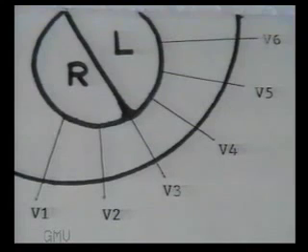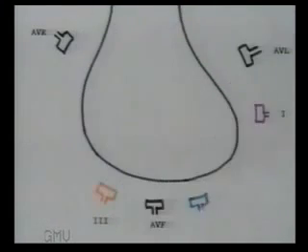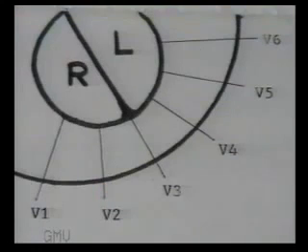Observe that the leads V1 and V2 face the right ventricle, V3 faces the interventricular septum, and V4, V5 and V6 face the free wall of the left ventricle. Thus, limb leads give different views of the electrical activity of the heart in the frontal plane, and chest leads give different views in horizontal plane.